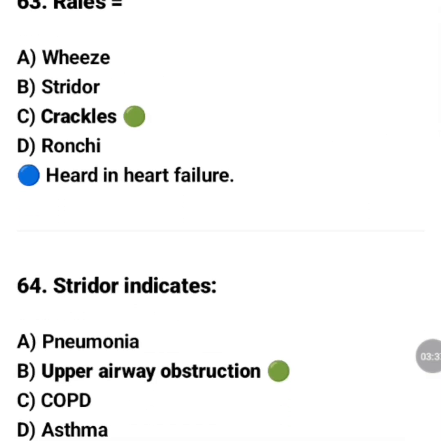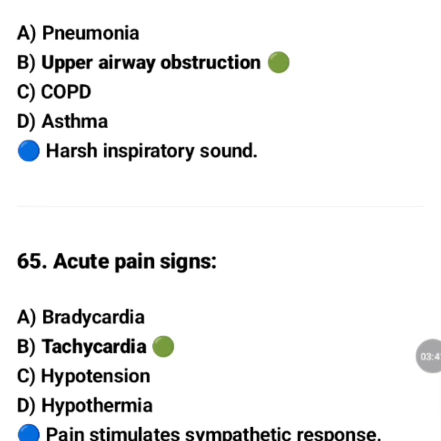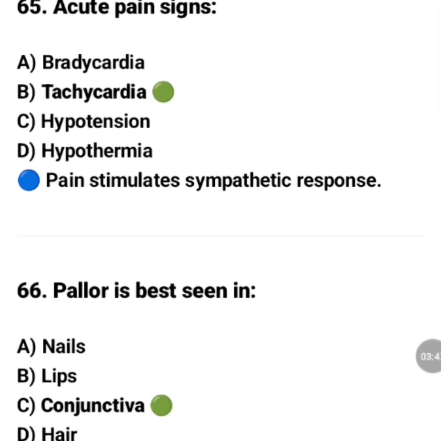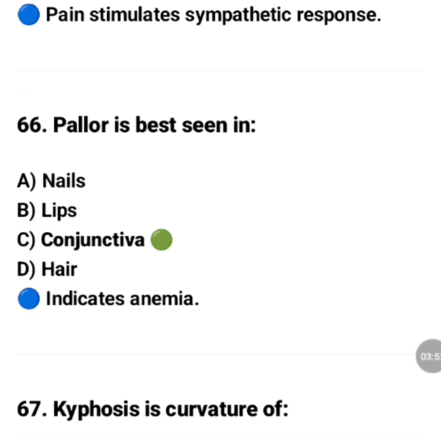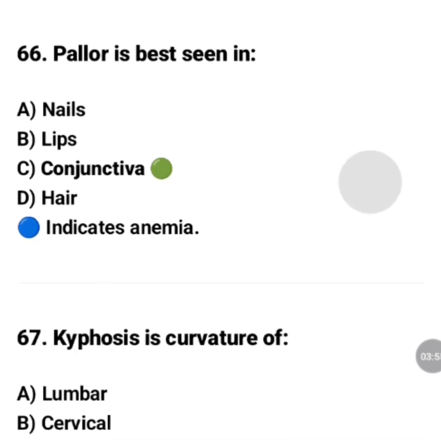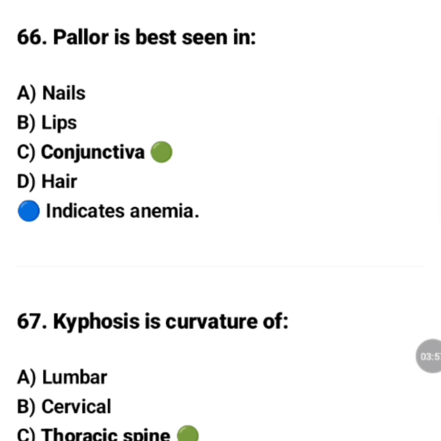Rales means the correct answer is option C, crackles heard in heart failure. Stridor indicates the correct answer, option B, upper airway obstruction. It is a high-pitched inspiratory sound. Acute pain signs: the correct answer is option B, tachycardia. Pain stimulates sympathetic response. Pallor is best seen in the correct answer, option C, conjunctiva, and indicates anemia.